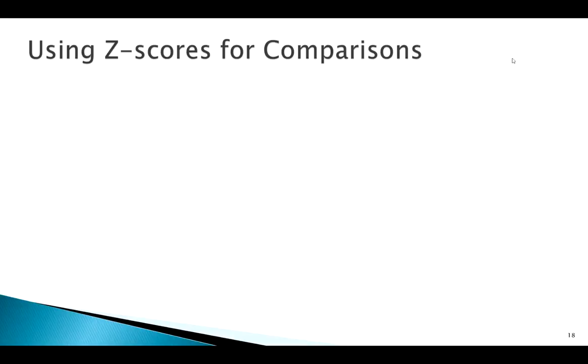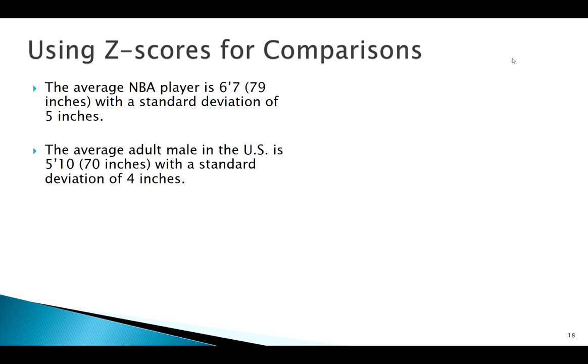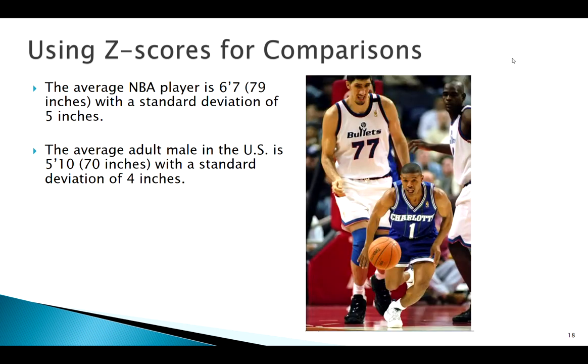Okay, so let's wrap this up using our standard deviation in the context of z-scores. All right, so let's look at an example here. Your average NBA player is 6'7", put that in terms of inches, with a standard deviation of 5 inches. Right, your average adult male in the United States is 5'10", with a smaller standard deviation.